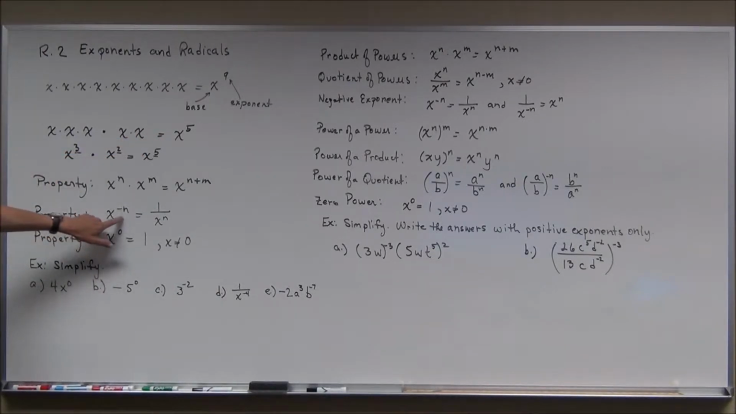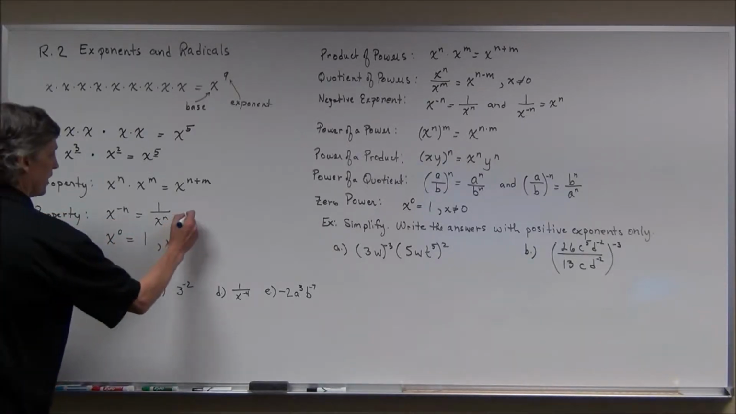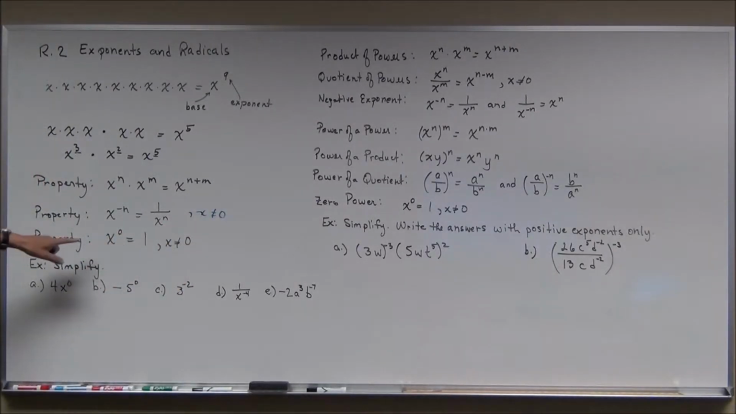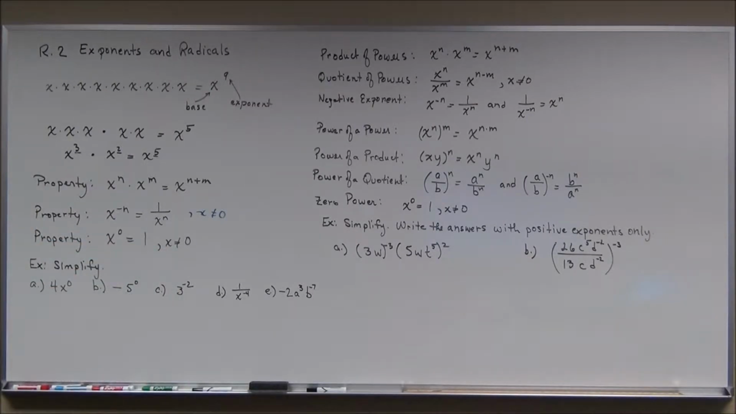A property that has to do with negative exponents: x to the opposite of n is 1 over x to the n. Of course, x cannot be 0. I forgot to write that down. x cannot be 0. You can't have 0 in the denominator. x to the 0 equals 1 for every number x except for 0. 0 to the 0 is an indeterminate form.